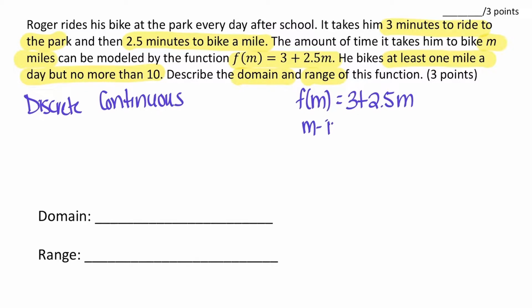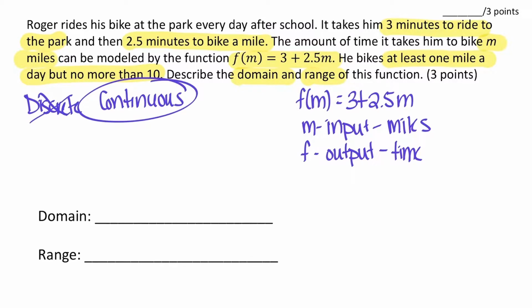So m, which is the input, is the number of miles. f, which is the output, is how much time, right? So time in minutes, so it's just how much time he's biking total. So if we think about this, miles, we can bike half a mile, we can bike a quarter of a mile. There's not a specific number of miles, okay? So miles is continuous. If we talk about time in minutes, you can bike half a minute, you can bike a fourth of a minute. So time is also continuous. Since both of these variables are continuous, we're going to use a continuous function, so it's going to be described by inequalities. So now we need to think about the lowest and the highest value.